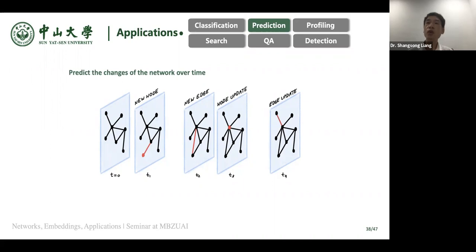And what we want to do in the future is to understand how the links change from time to time. To address this task, we need to propose a very effective temporal knowledge graph embedding algorithm to deal with this problem.